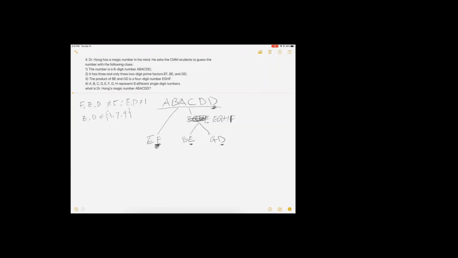So if E and D, either one of them equal to 1, then E, G, H, F cannot end with F. It must end with either E or D. So ED cannot be 1. So ED has to be 3, 7, or 9.